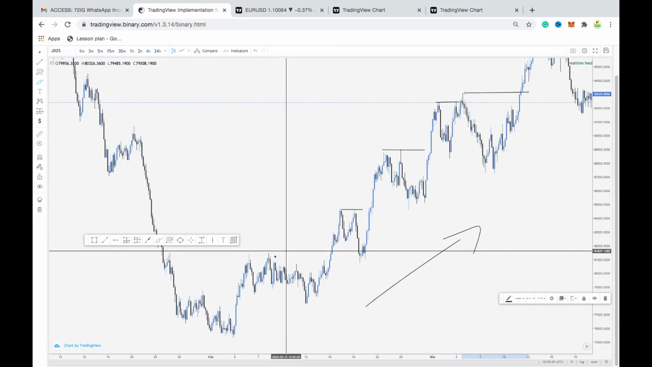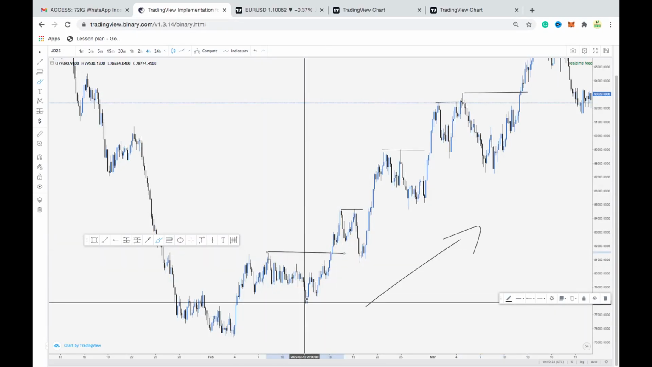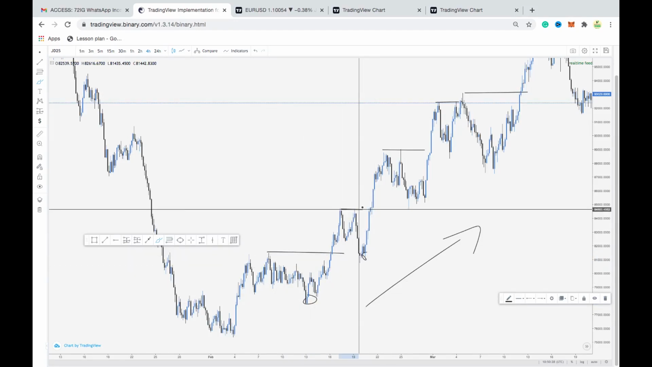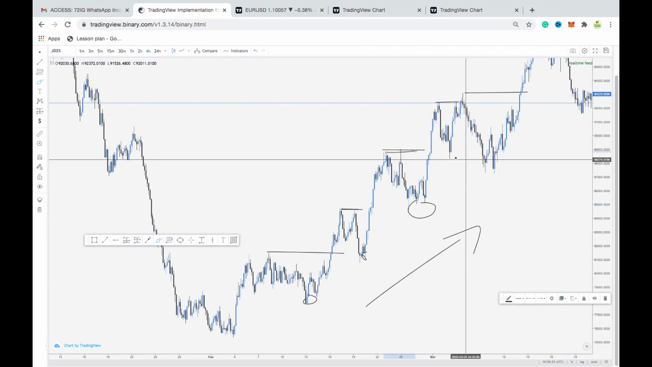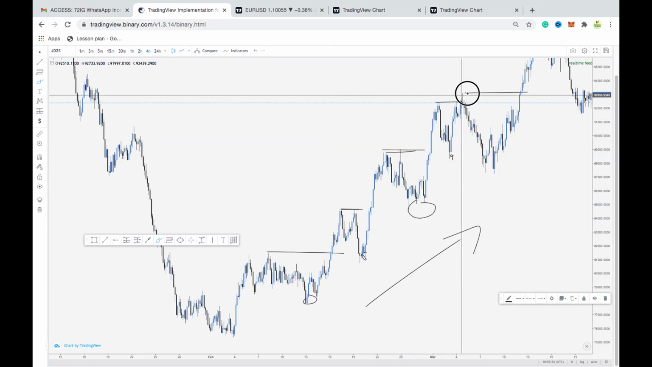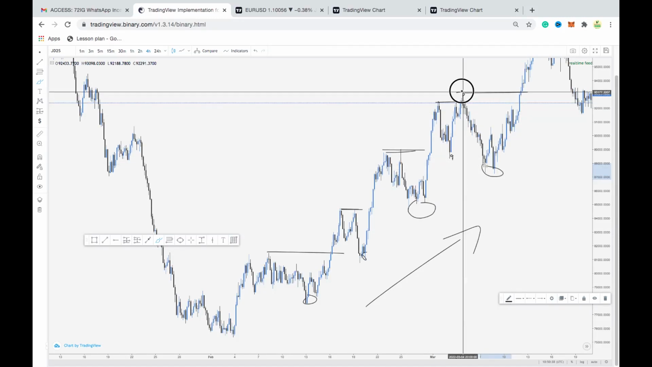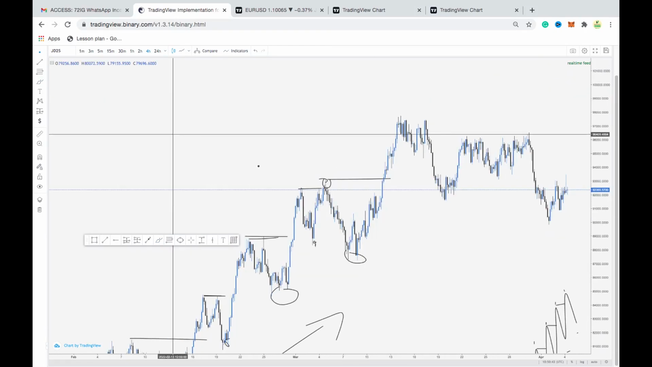Okay, the market keeps on breaking the structure towards the upper side. This is a higher low structure. This higher low took out this higher high. This higher low right here took out this higher high. This higher low right here took out this higher high structure right here. This higher low structure right here took out this higher high. So it continued like that.